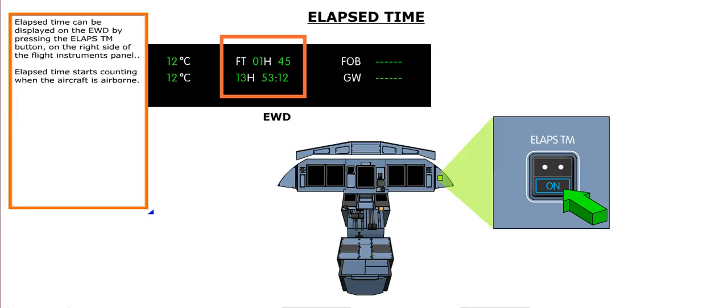Elapsed time can be displayed on the EWD by pressing the Elapsed Time button on the right side of the Flight Instruments panel. Elapsed time starts counting when the aircraft is airborne.